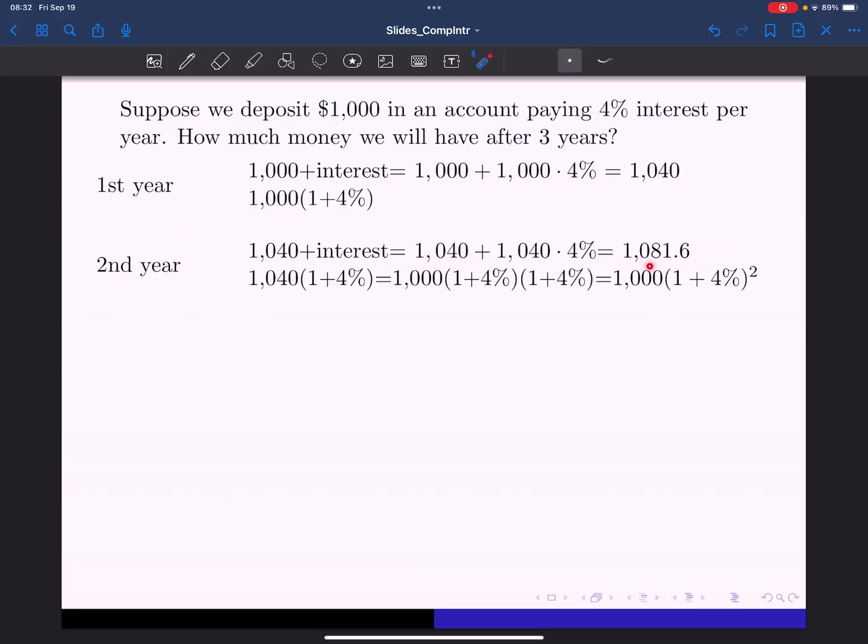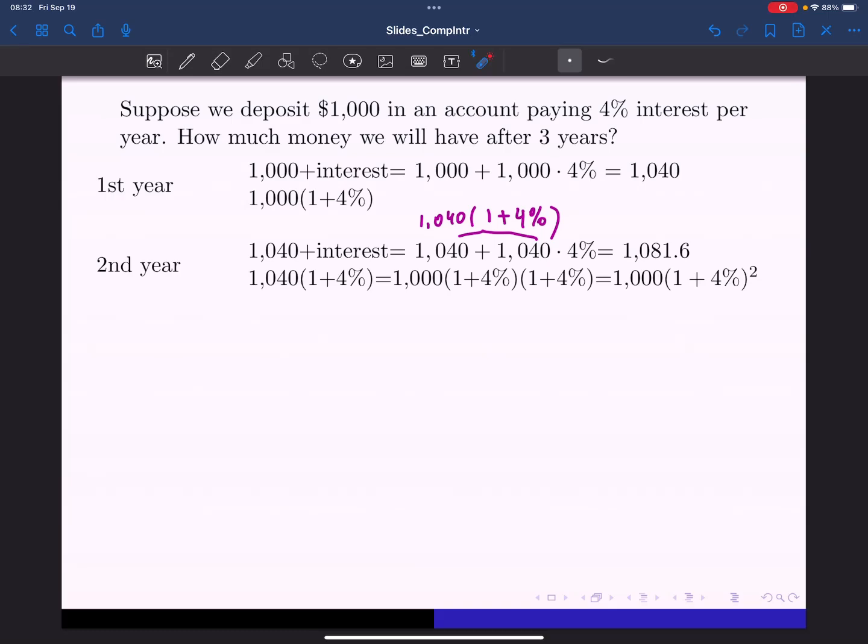And as before, from this equation I can factor out 1,040. What would be left? From those two, I would factor 1,040. What is left from the first one would be 1. From the second one would be 4%, right? So I would have 1 plus 4%. So this is exactly right here.